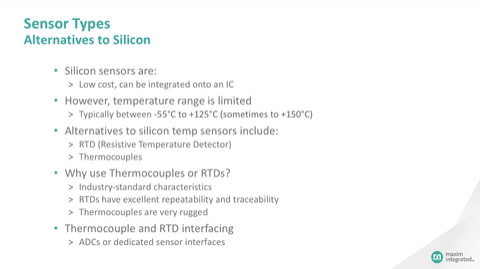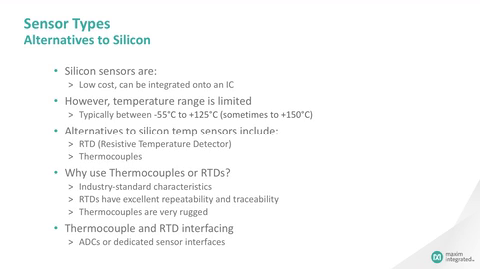The main reasons have to do with temperature range. A silicon sensor will work between minus 55 degrees C and plus 150 degrees C at most. There may be a few exceptions to that, but for the most part, that's the range that you're stuck with if you're working with silicon.